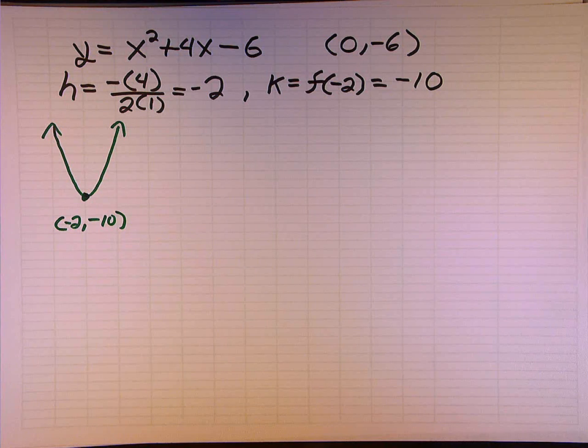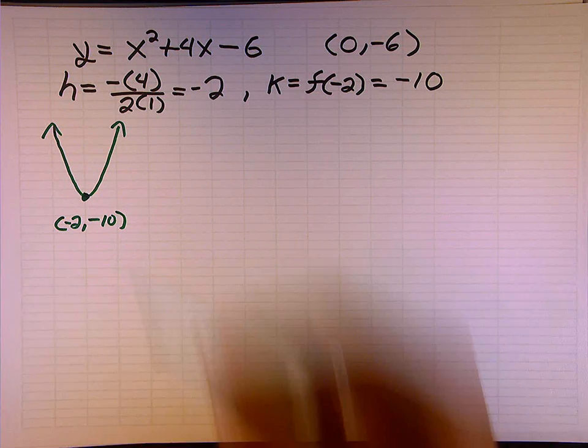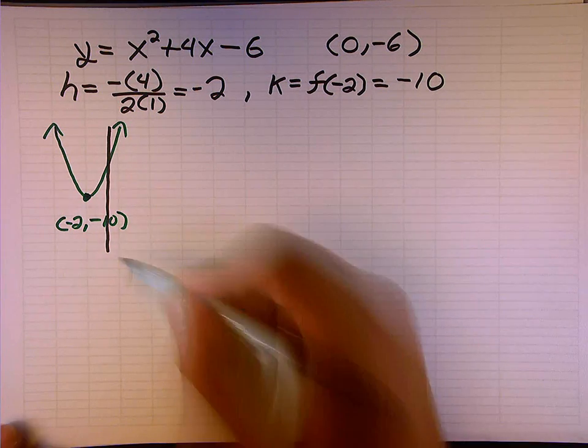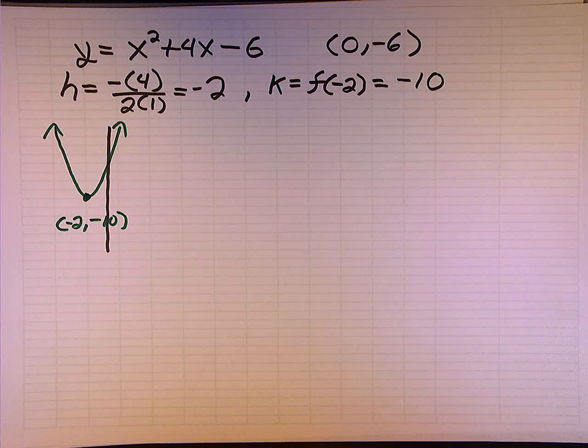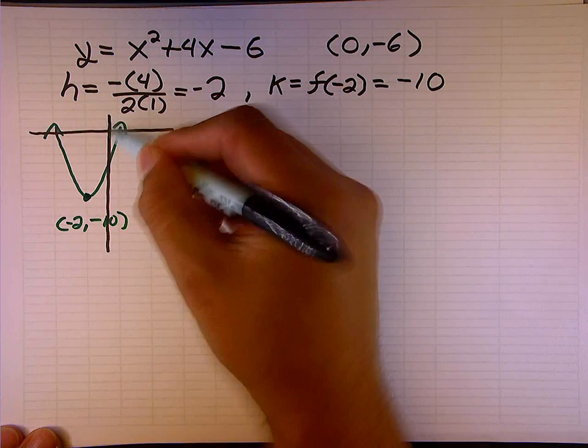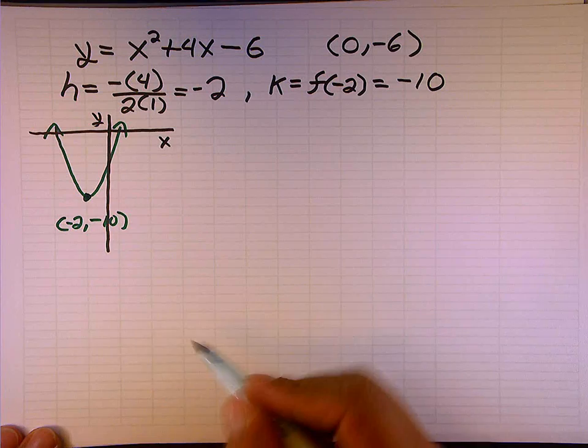Now, I'd like to talk about what negative 2 means. Negative 2, the x value, tells me how far I am from the y-axis. This vertex is 2 units to the left of the y-axis, so the y-axis must be over here to the right of it. The negative 10 on the y value says that my y location is 10 units below the x-axis, so my x-axis must be somewhere way up here, 10 units above. So here are my y-axis, here are my x-axis.